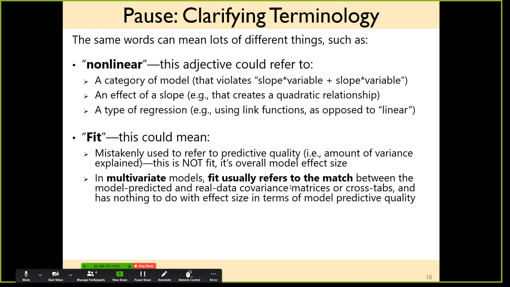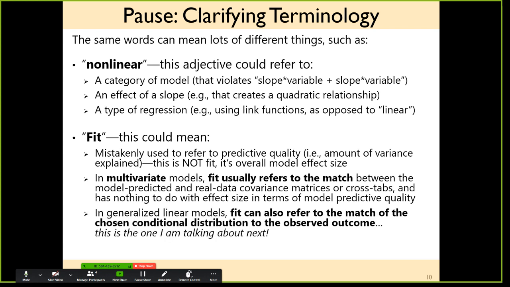Fit means one of two things. When we get to multivariate models, fit is going to refer to the extent of the match between a covariance matrix or cross tabulation that occurs in the data versus the one that is predicted by the model. That's what fit is going to mean. It has nothing to do with how good your model is at predicting. It just has to match the pattern of covariance or cross tabulation.